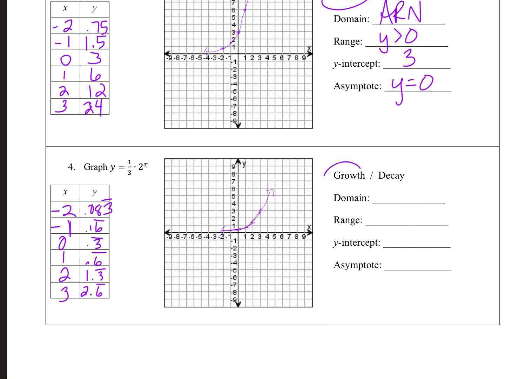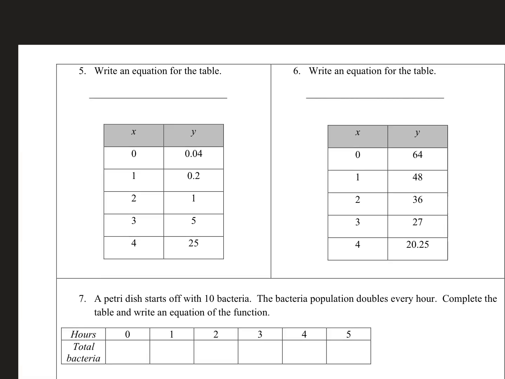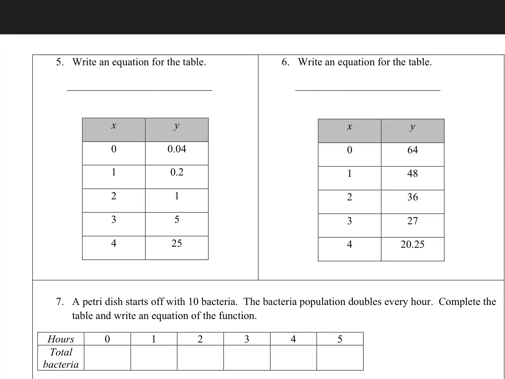So that is growth. The domain is all real numbers. The range is y is greater than 0. The y-intercept is 1/3, or 0.3 repeating. And the asymptote is y equals 0. Okay. The only time your asymptote will not be 0 is if there is something added or subtracted at the end of the equation. So now I have a table of values and I need to write the equation.